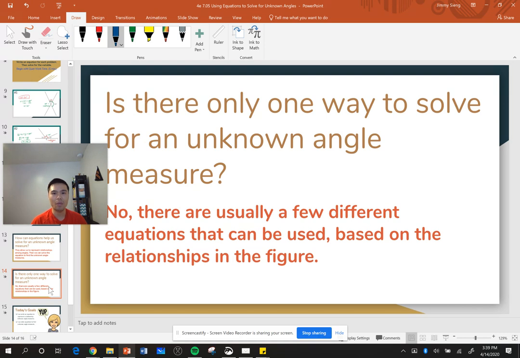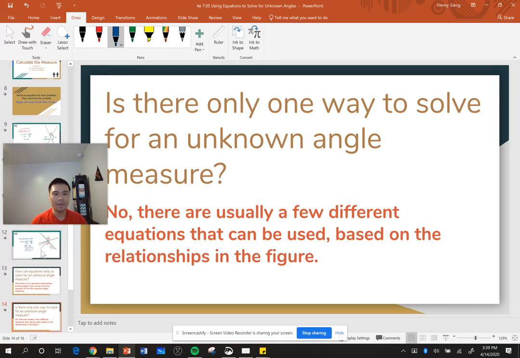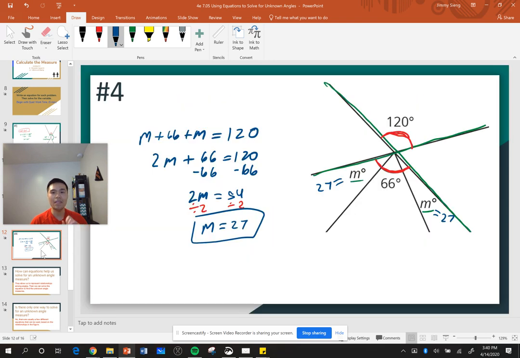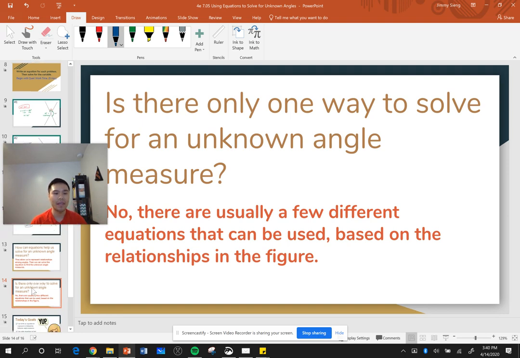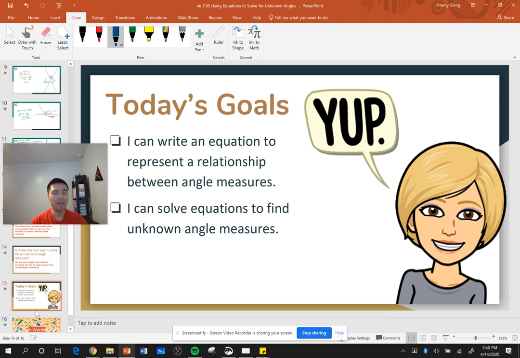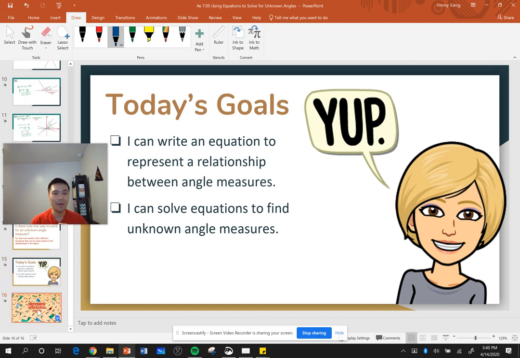So is there only one way to solve for an unknown angle measure? Not really. There's a lot of different ways, right? If I was to look at this one, I could do some other things to it, but we go with the way that works best for you. It's kind of like, pick a path, but it'll all end up in the same place as long as you're doing the correct steps with it, right? Okay, so that's what we learned today. We learned to create an equation, and we learned how to solve for the missing angle, all right?